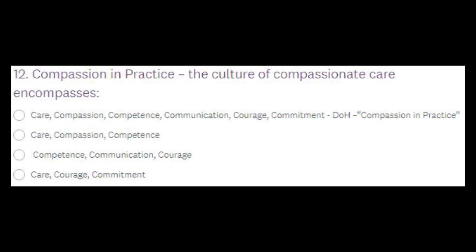Next question, compassion in practice. The culture of compassionate care encompasses option A, care, compassion, competence, communication, courage, commitment. Department of Health, compassion in practice. Option B, care, compassion and competence. Option C, competence, communication and courage, and option D, care, courage and commitment. Option A is the right answer because the compassion in practice is a vision based on 6 values. It is also called the 6 C's. So right answer is option A.